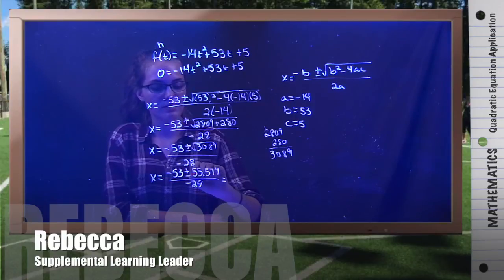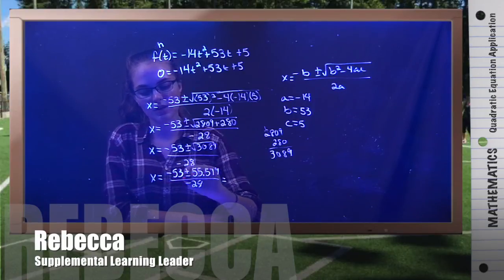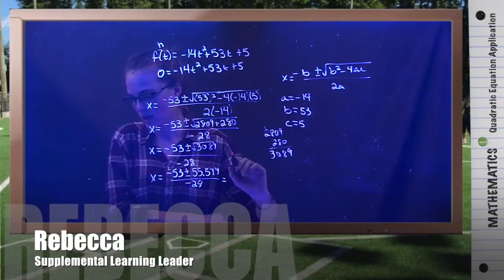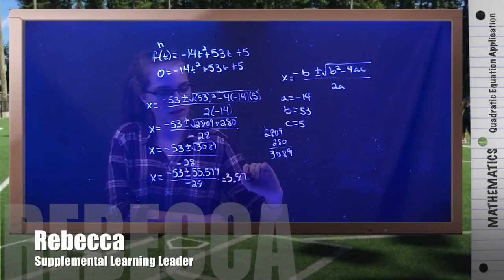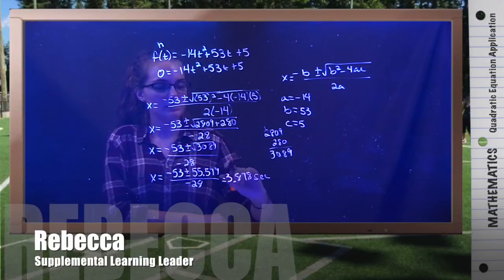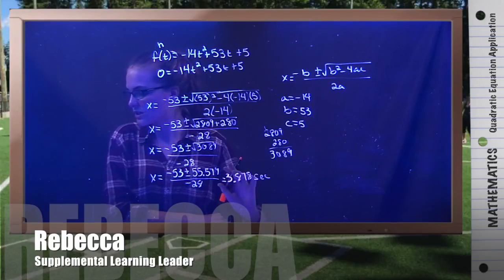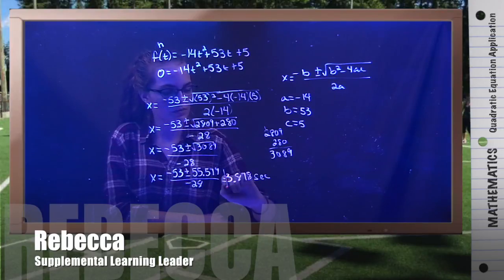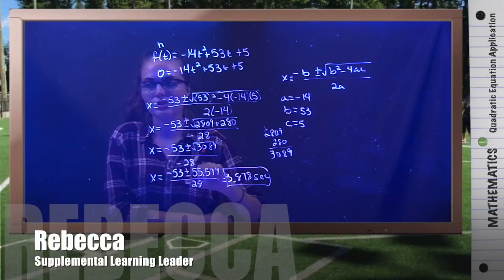And when you add negative 55.579 and negative 53 and then divide that by negative 28, you get 3.878 seconds. And it's seconds because the question told us that it was given to us in seconds. So we have to provide the units. And so that's our final answer.